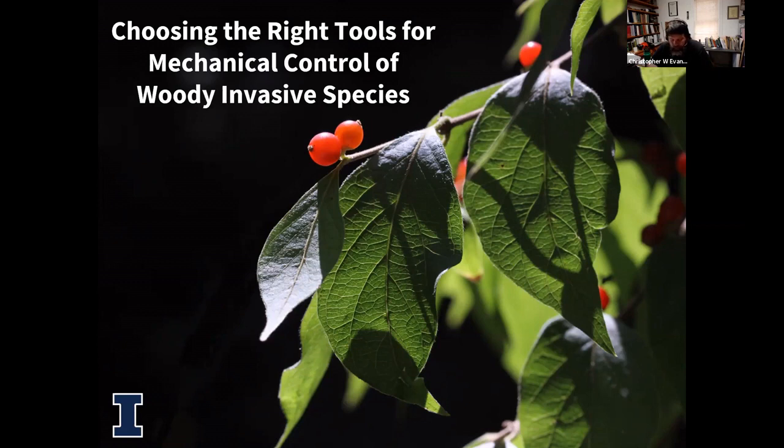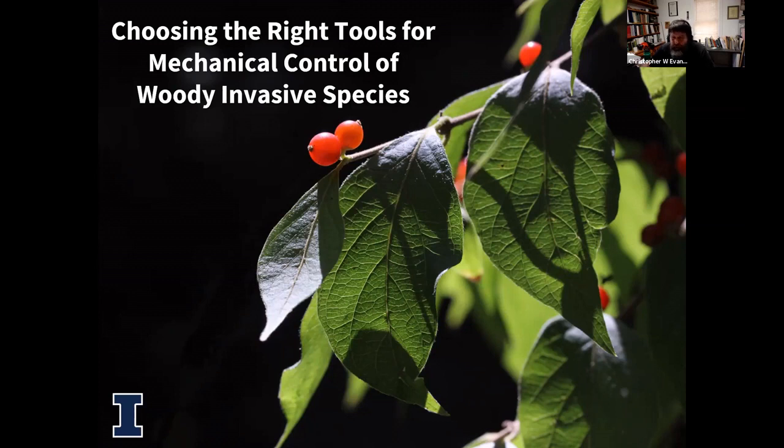Just starting things out, I'll be the first presenter. I'm Chris Evans from the University of Illinois, and I'm going to talk about choosing the right tools for mechanical control of woody invasive species. This talk is going to be a general overview instead of specifics about mechanical control. When is it applicable? When is it really not? What are some of your options? So again, more of the basics and a general overview, and then the speakers to follow after me will get into more detail on different aspects of this.